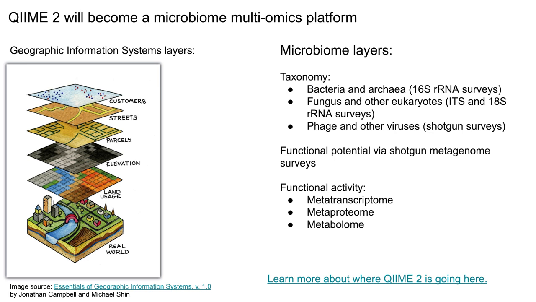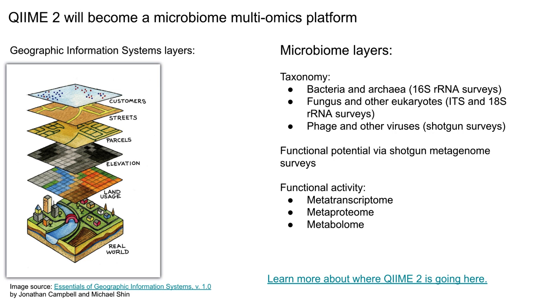In geographic information systems, or GIS systems, we usually think of representing information in data layers. And so, for example, if you're trying to model the real world, you would have different layers maybe representing land usage, elevation, where parcels are, where roads are, where customers are. And depending on what you're trying to do with this model, you might need different layers on and off. So, for example, if you're planning a construction project, you might need to use different layers than if you're planning a hiking trip.